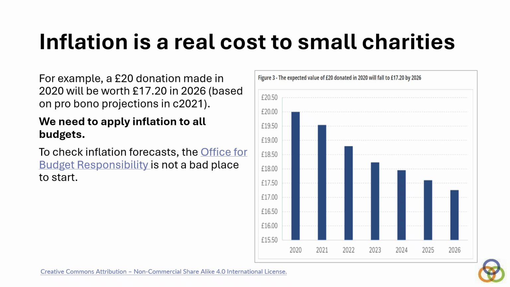And so if at the moment your organisation needs £1,000 a year in donations, in 5 years' time, it's probably going to need more than that. And if you're not sure how to apply it or what inflation rate to use, then go to the Office for Budget Responsibility. It's not a bad place to start. And there is the link to Pro Bono Economics. And don't forget, it's cumulative.